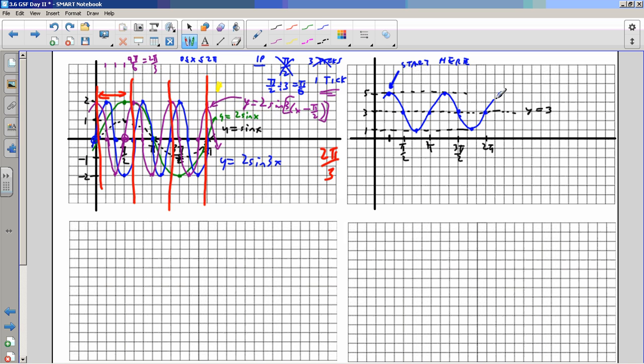Now notice there's a little gap here, so I've got to follow the pattern backwards: middle, high, middle, right? Tick and a half, important point. And now that's the final graph: cos of 2x minus pi over 4, plus 3.